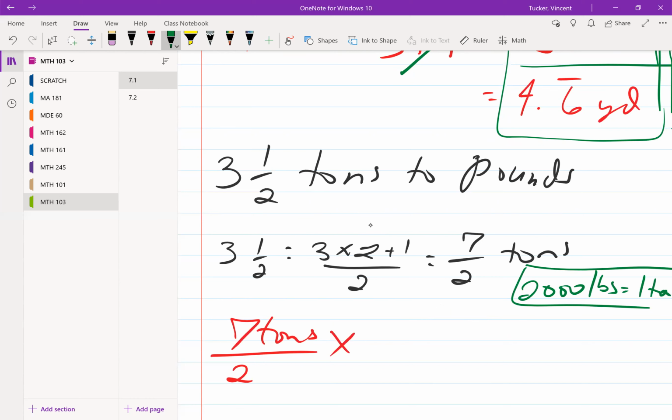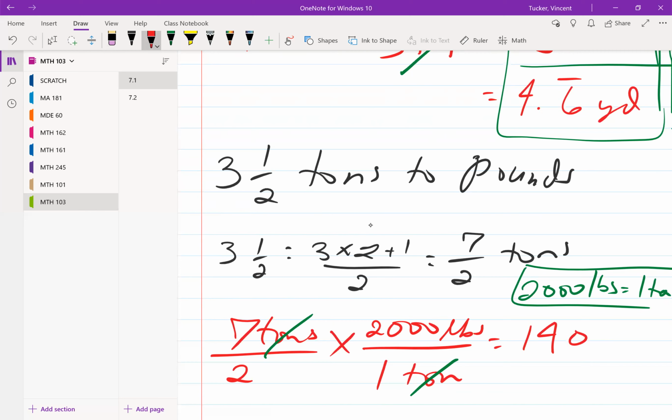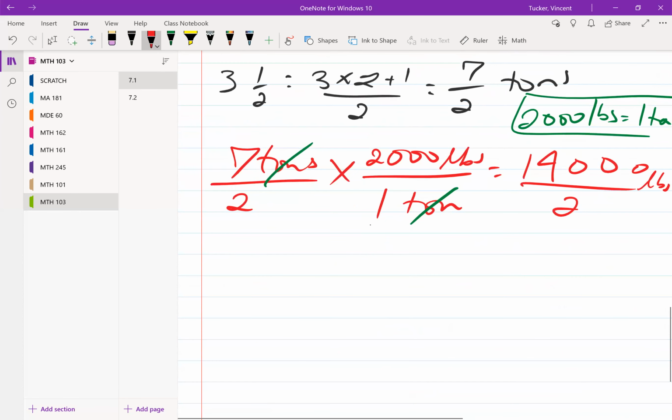And that's what we're going to convert to. So let me go here. 1 ton is on bottom, 2,000 pounds on top. You want to multiply across, or you could cancel out first. It depends on how you normally work with your fractions. But if you decide to multiply across, that would be 14,000 over 2, which will leave you with 7,000 pounds.